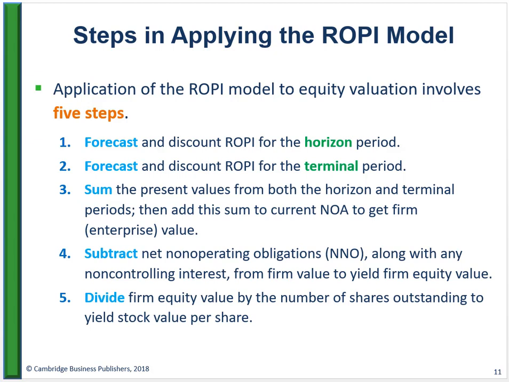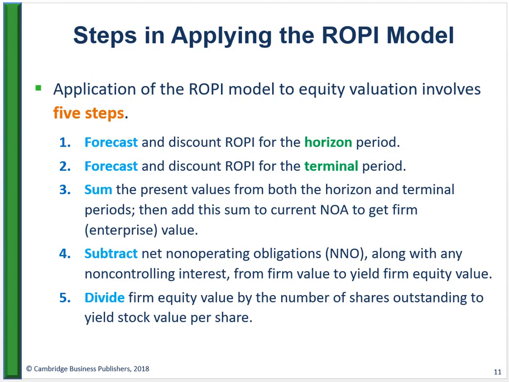Step number 2 is to forecast and discount ROPI for the terminal period. So very similar to the way that we discounted the dividend discount model and the discounted cash flow model, we have a horizon period and we have a terminal period. So then we're going to sum the present values from both the horizon and the terminal period and add that to the current net operating assets to get enterprise value. So all of the excess valuation that a company has yielded over and above what we expected the company to generate based on the weighted average cost of capital, we're going to discount back to time zero.